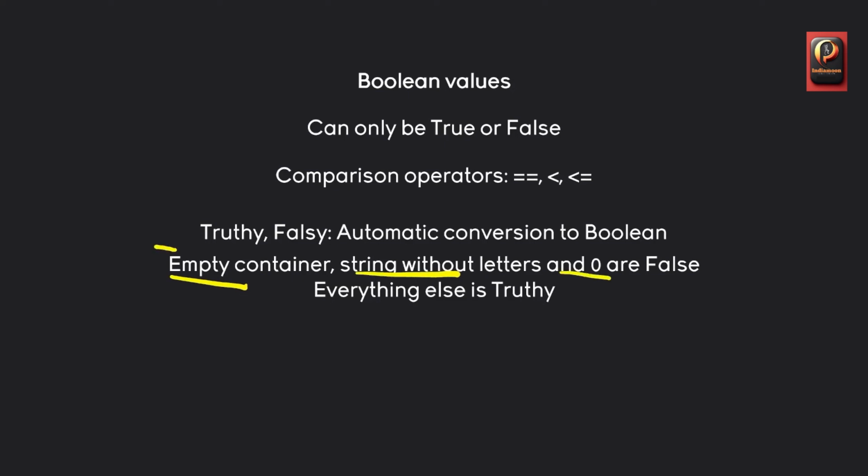The logic is going to become intuitive quite fast. The main thing you have to remember is that the only values that are becoming falsy are empty containers, strings without letters, and the number 0. Everything else will be truthy. You only really have to learn about 3 special cases. Everything else is going to be true.